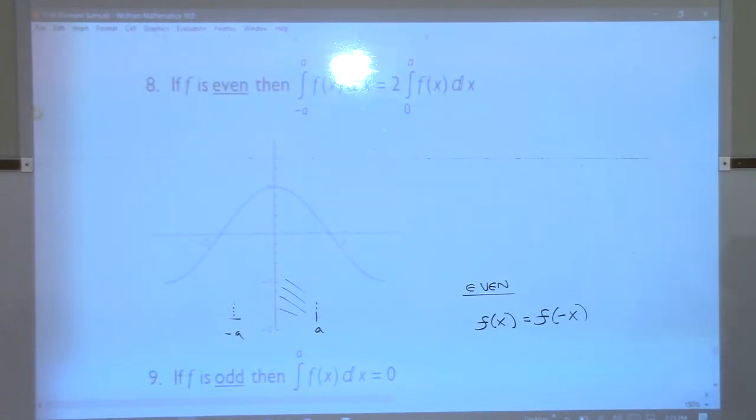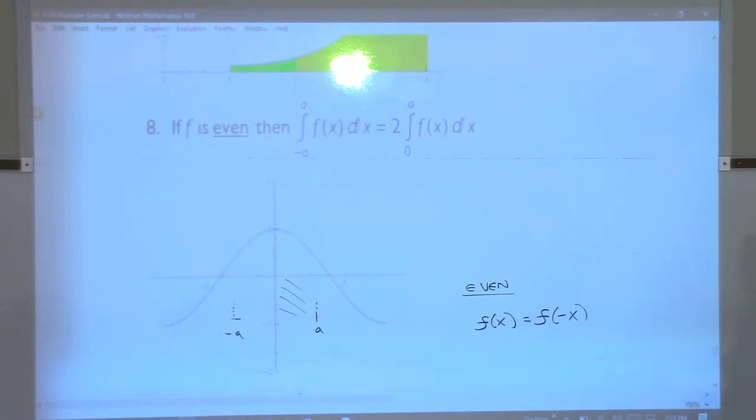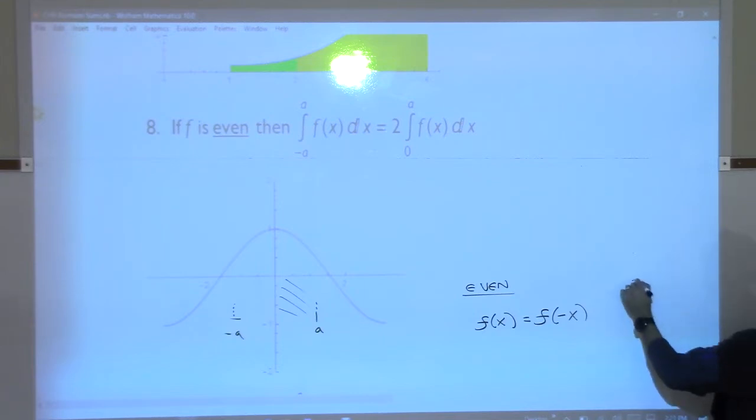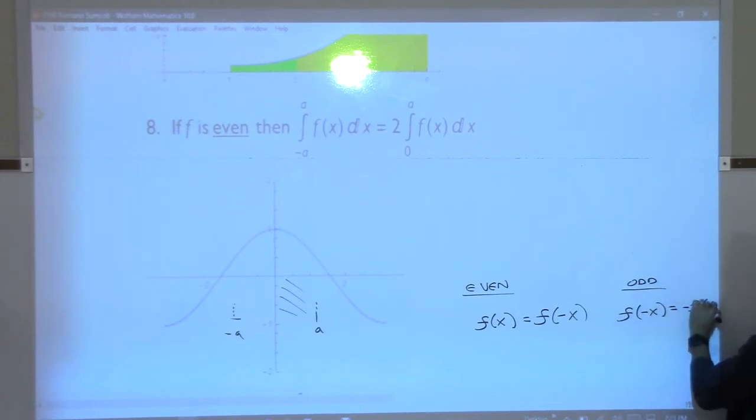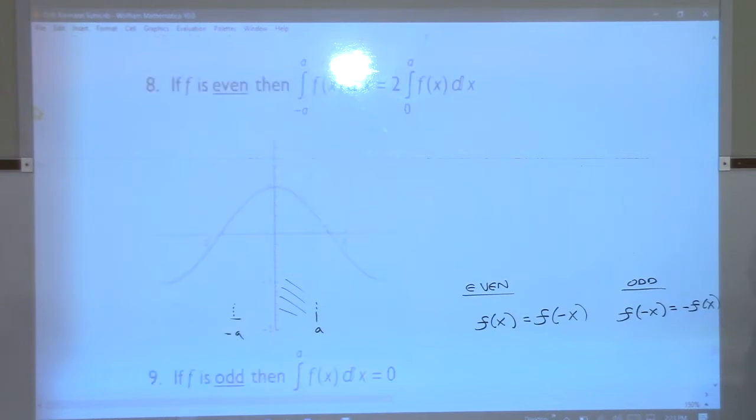Okay. What if f is odd? Then if you plug in a negative number, it'd give you the opposite. If you have an odd function, then f of negative x is equal to negative f of x. So what's happening on the right, the opposite of it is happening on the left. So what could you tell me about the area if you went from negative a to a? It would be 0.